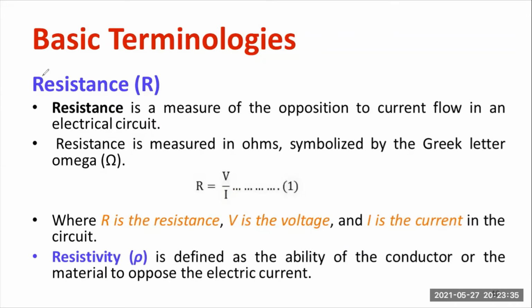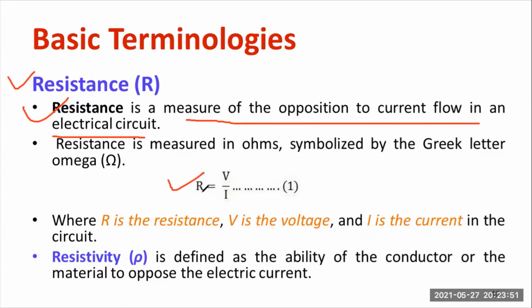Another important parameter in electrical engineering is resistance. What do you mean by resistance? Resistance is a measure of opposition to current flow in a conductor or an electric circuit. It can be computed by using Ohm's law, that is R is equal to V divided by I. What is the SI unit? Ohm. It is represented by the Greek letter omega. So R is resistance, V is the voltage, I is current. This is according to Ohm's law.